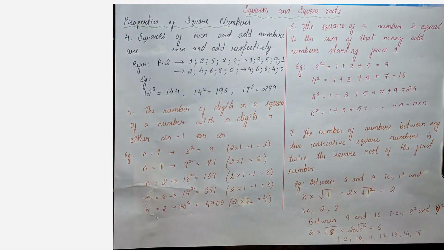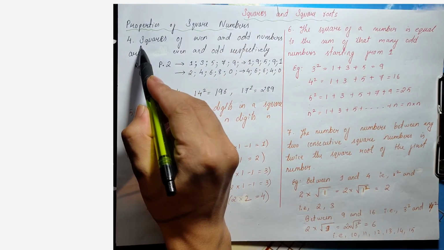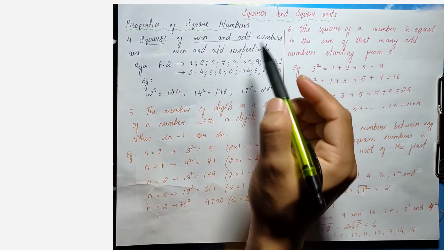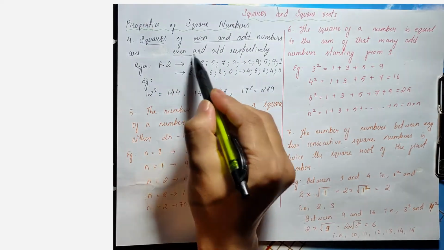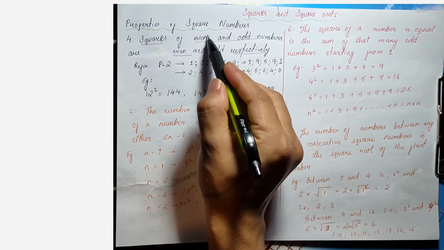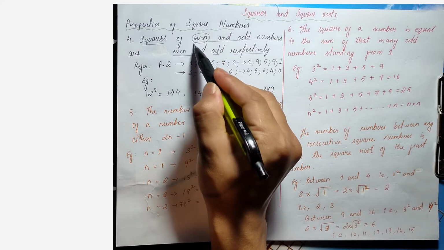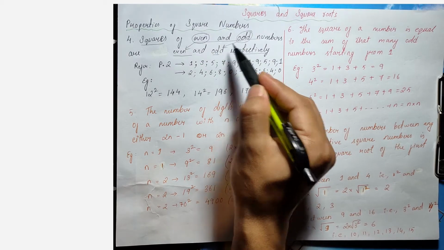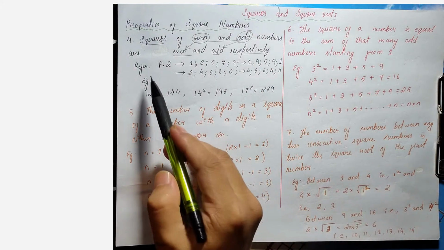Let's get started. The fourth property that we're going to discuss here is that squares of even or odd numbers are even and odd respectively. So what do we mean by that? We mean that the square of even numbers will be even and the square of odd numbers will be odd. Let us see some examples.